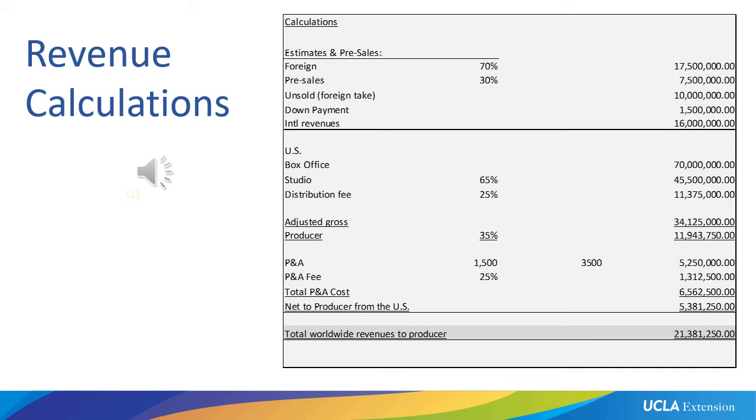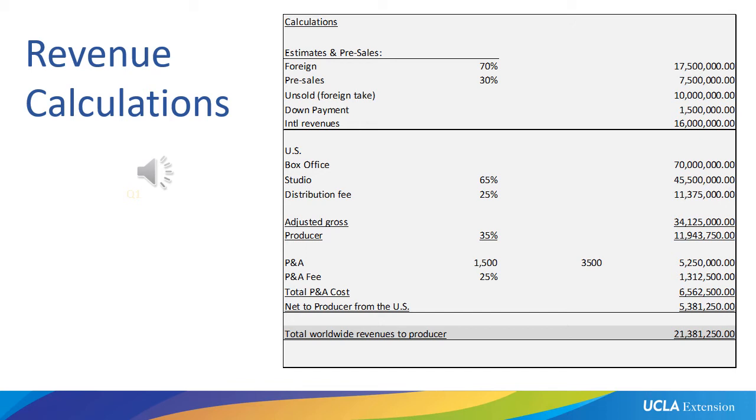Now the US is going to look a little different, because in this case, we're actually taking the movie out theatrically. And we have a US theatrical box office of $70 million. That means ticket sales revenues were $70 million. Now of that, the theater owner, the exhibitor, will keep 35%, which leaves our studio with 65%. So 65% of 70 million is 45,500,000.